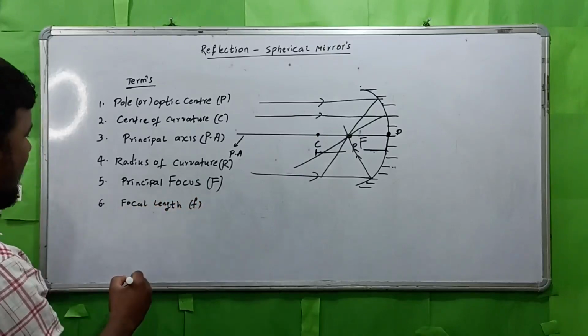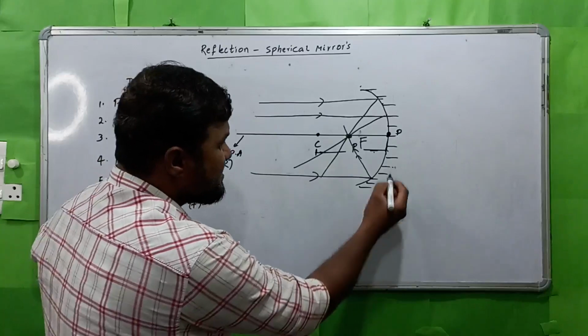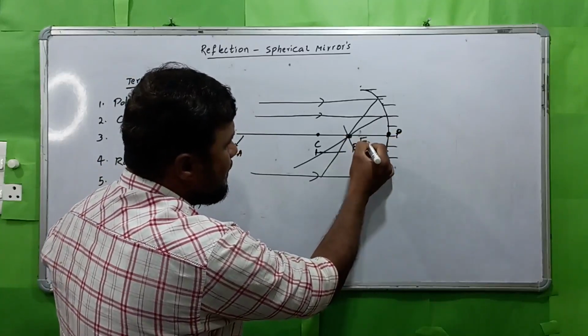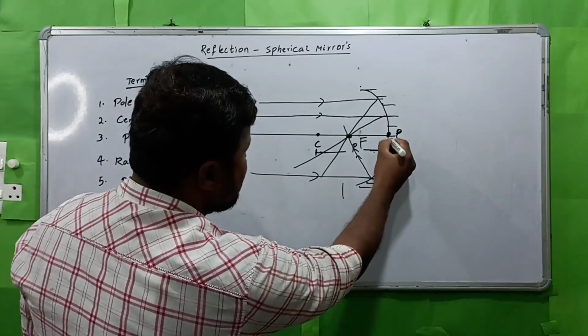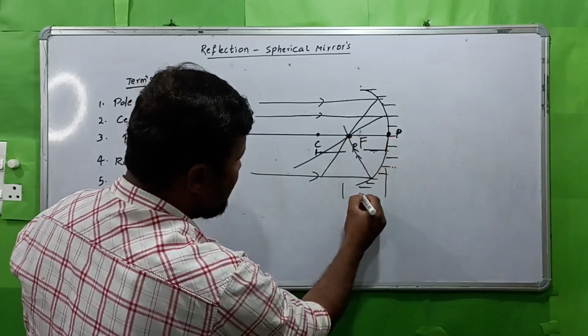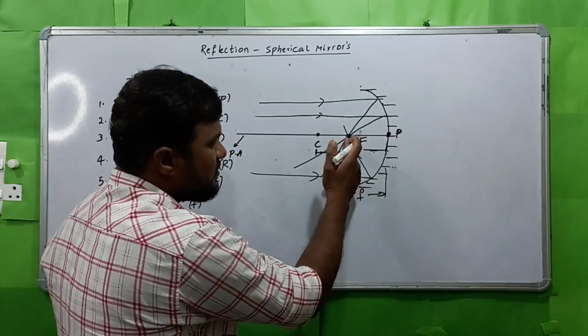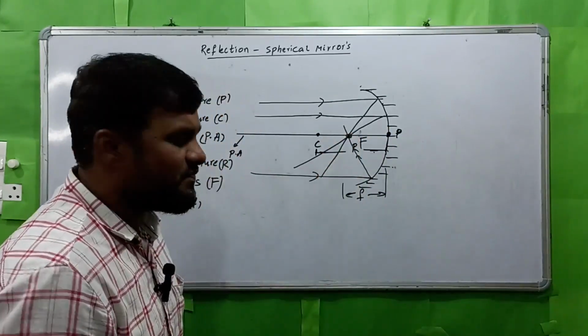Denote by letter small f, focal length. Focal length can be defined as the distance between the optic center or pole and the principal focus. This is the principal focus, this is the pole, and f is the focal length. The distance between the pole and the principal focus is known as focal length.